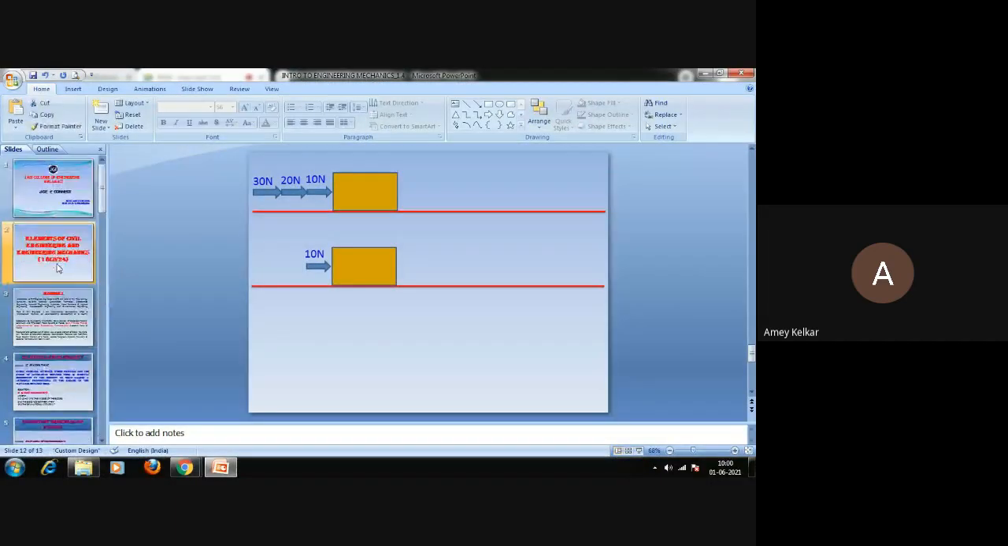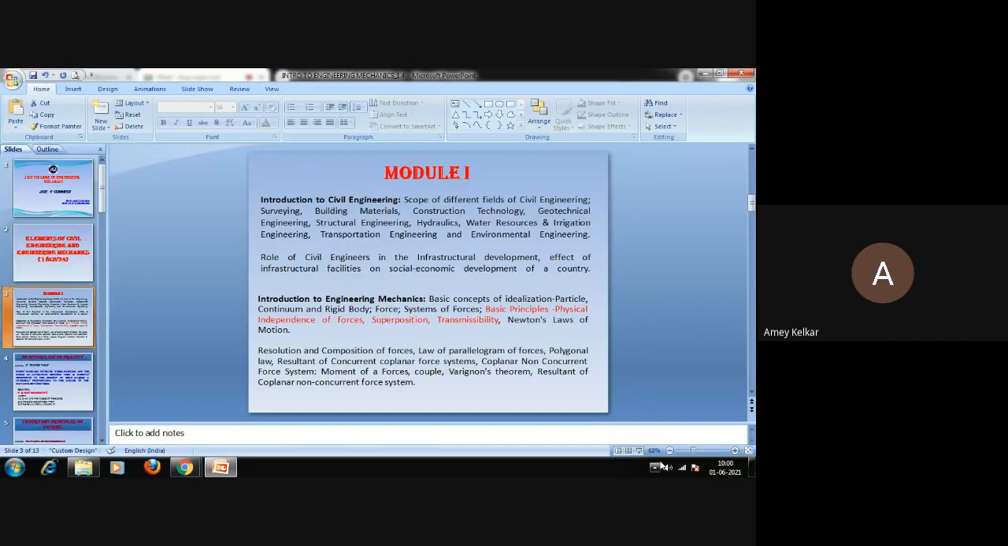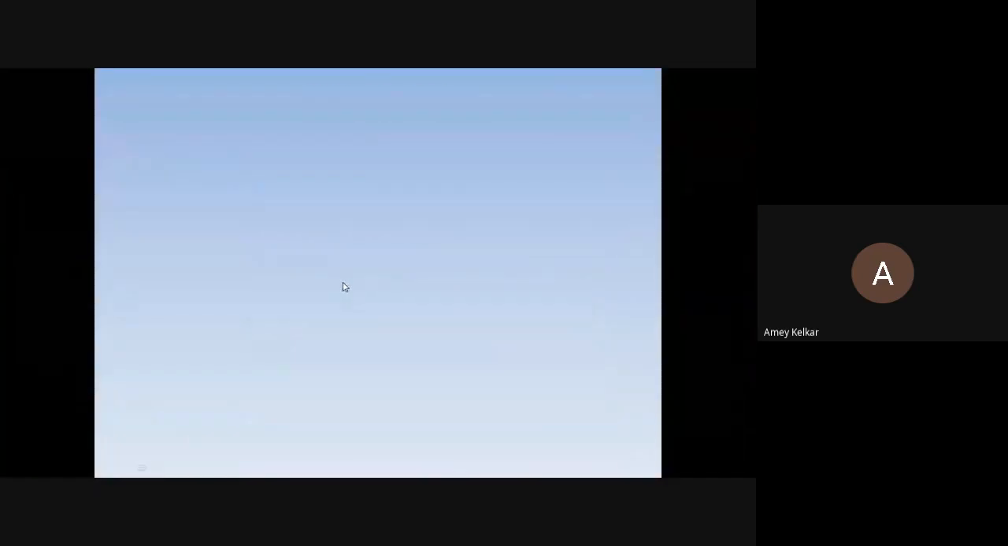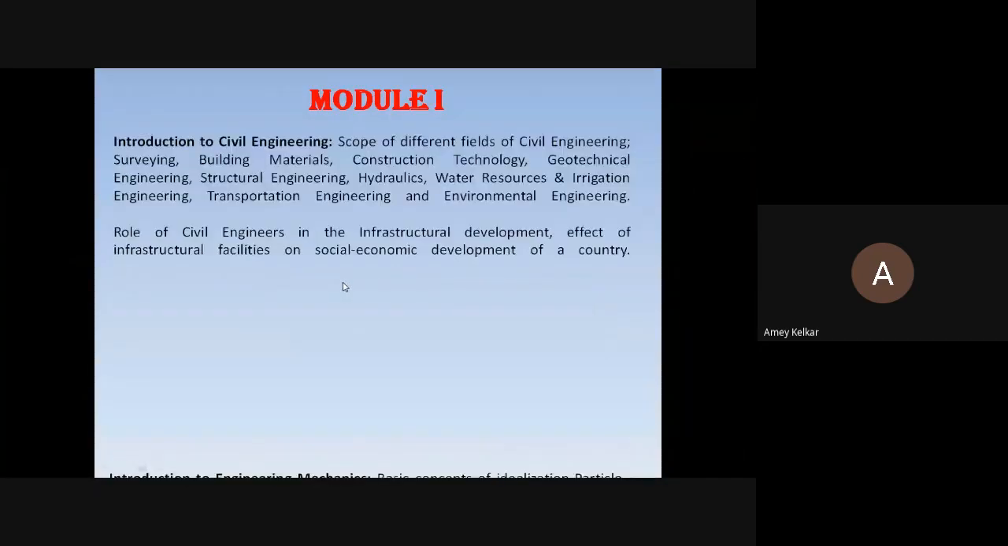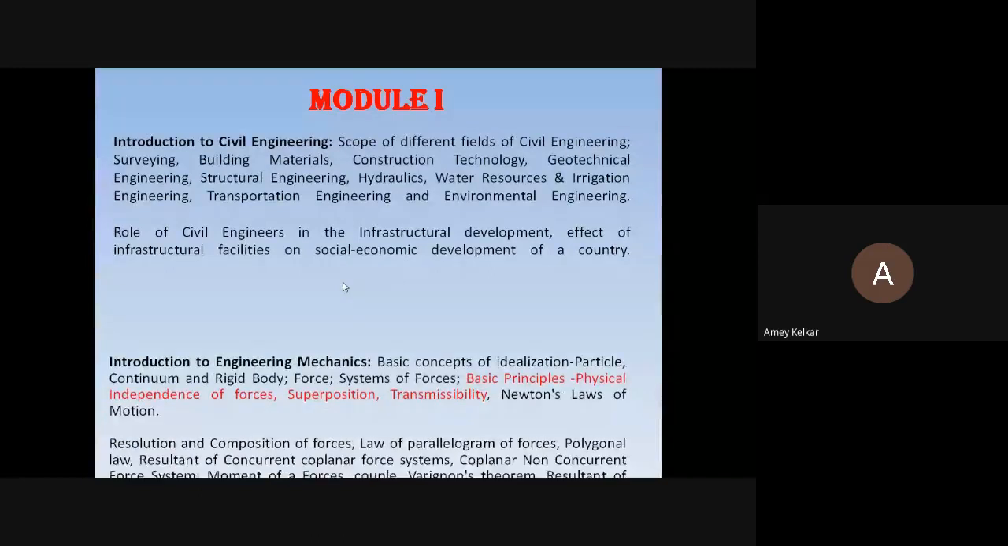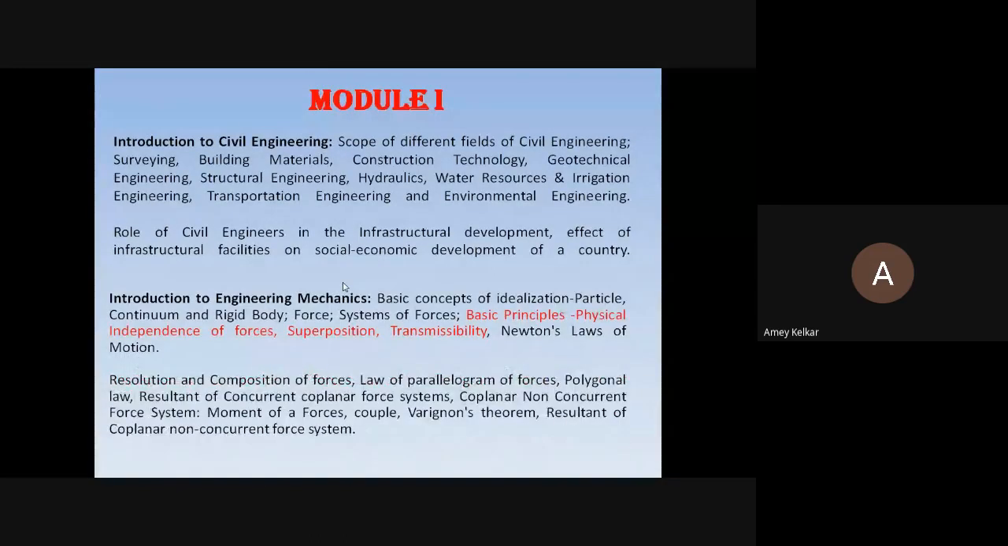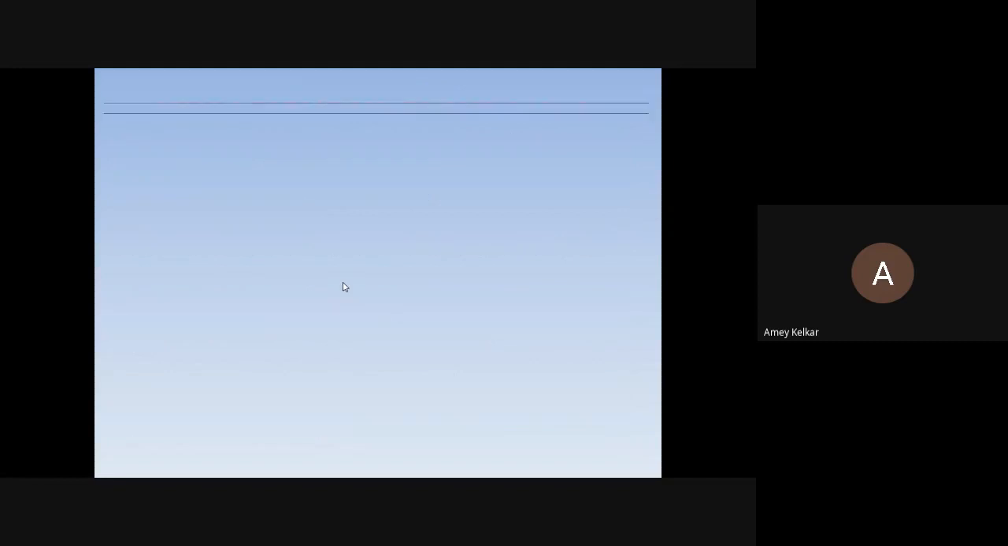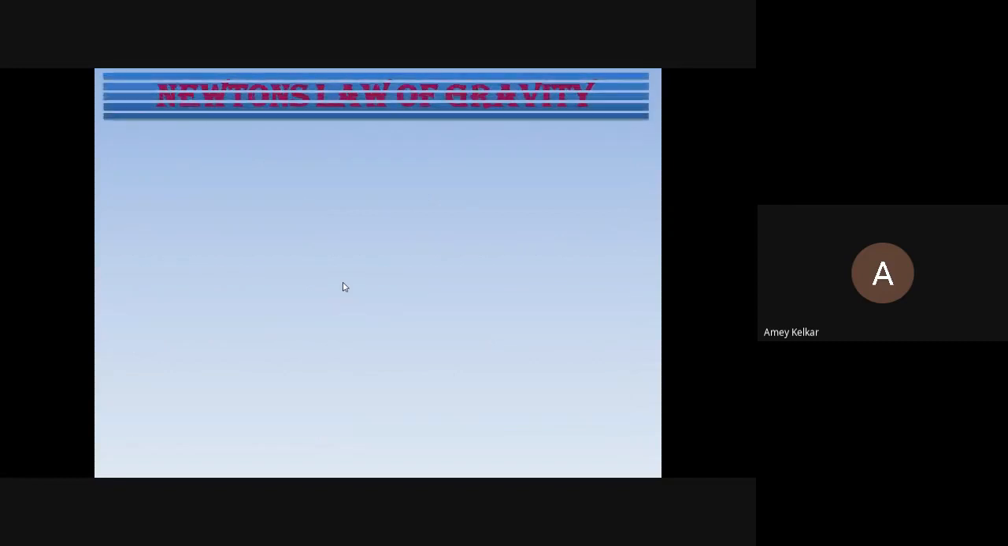So now in today's class, we have discussed majorly the three important principles, that is principle of physical independence of forces, superposition and transmissibility. So these three principles are very important from a practical point of view because they are directly related to the application of force, and you need to understand these principles properly.